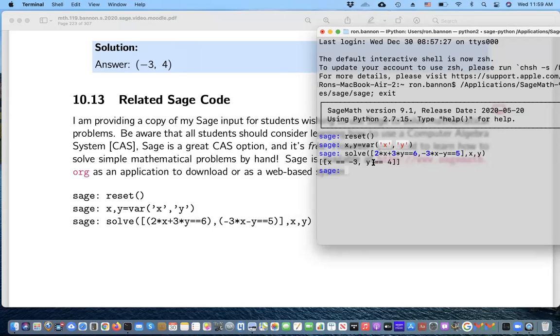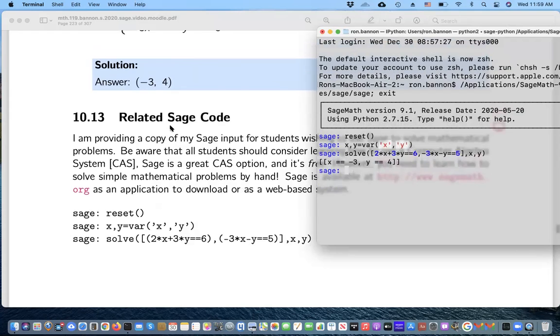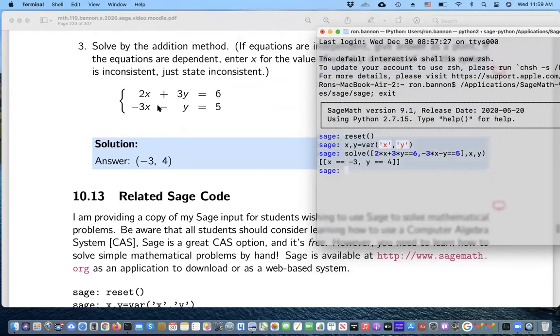All right, so it gives me the answer minus 3, 4. Now, where did that question come from? It came from this over here. Is it the same thing? Yeah, two equations. The first equation is 2x plus 3y equals 6. The second equation is minus 3x minus y equals 5. And we're solving for x and y. And what does it tell me? It tells me x is minus 3 and y is 4.